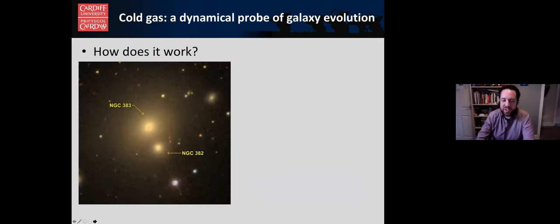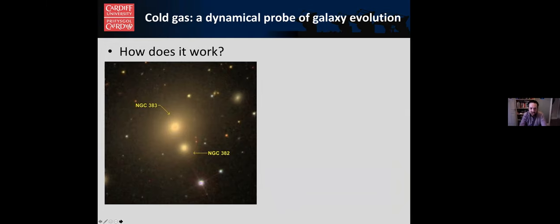So how does it work? Let's take an example here. This is NGC 383. It's a giant elliptical galaxy. It's in the field in this case. It's also a 3C radio galaxy. So we know it has a large black hole that's spitting out a giant jet, actually, in this case.